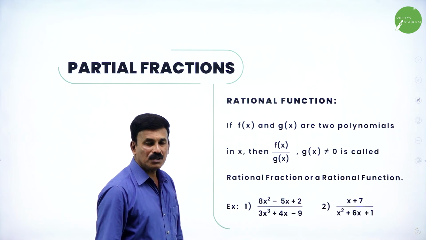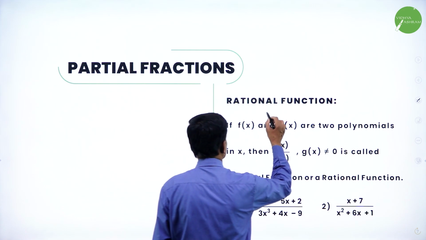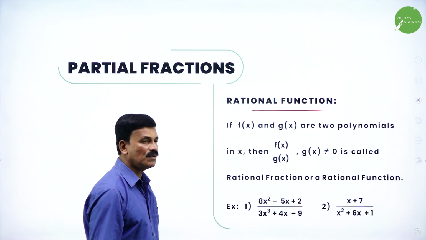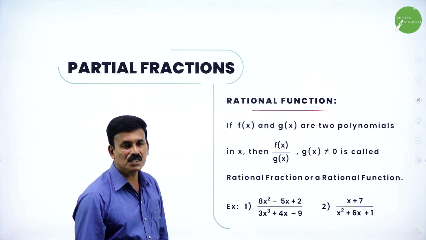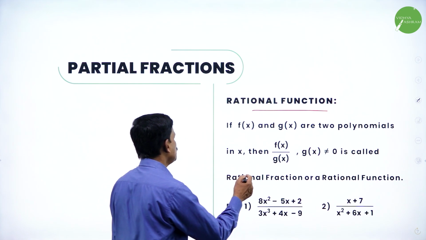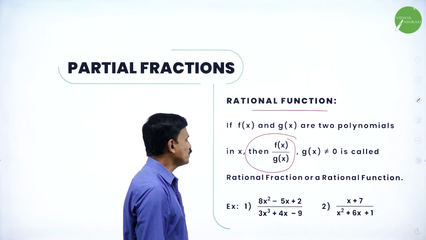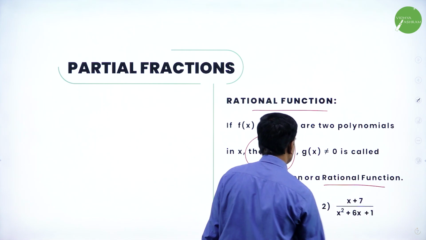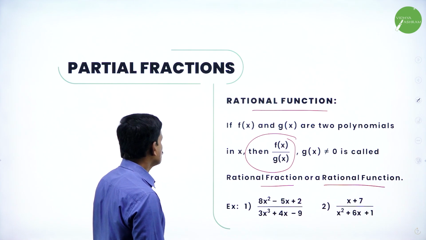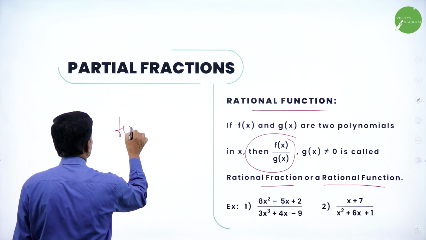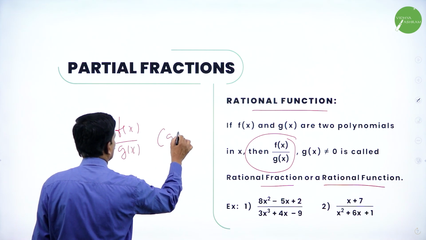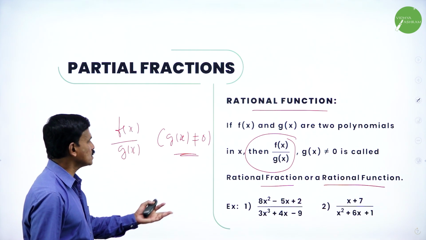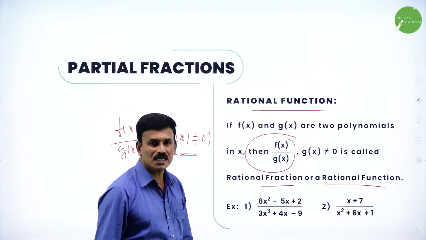Now, let us learn what a rational function is, also called a rational fraction. If f(x) and g(x) are two polynomial functions in x, then any expression of the form f(x) divided by g(x), where g(x) is not equal to 0, that is, the denominator is not equal to 0, is called a rational function, or a rational fraction.